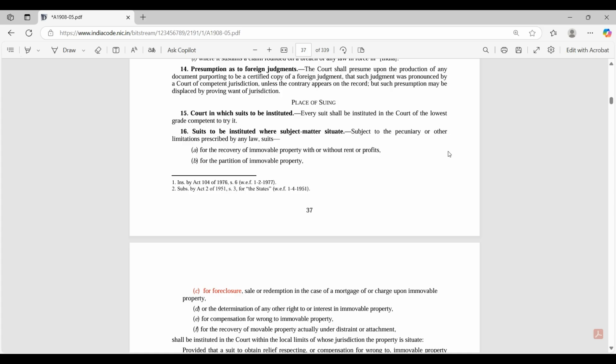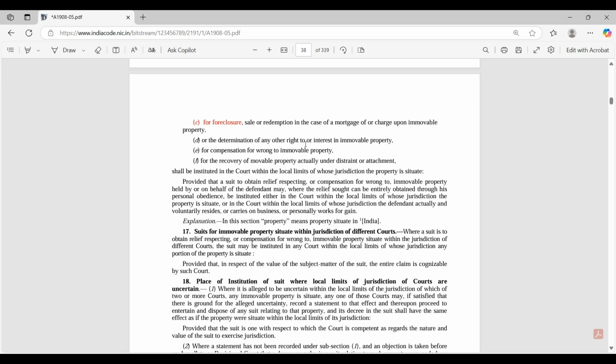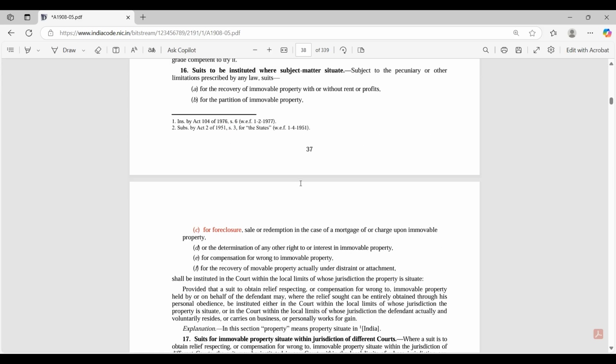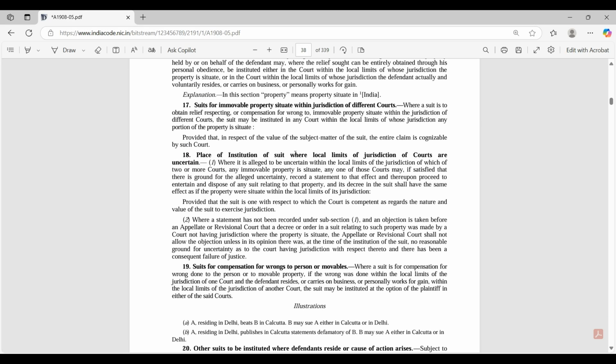Section 16, suits to be instituted where subject matter situate. So where the cause of action happened, where the whole case happened, that's where we talk about the jurisdiction of the court. There are certain points which you have to read: for the recovery of immovable property with or without rent and profit, for the partition of immovable property, for foreclosure, determination of other right, for compensation for wrong to immovable property, for the recovery of movable property actually under distraint or attachment. So these are the situations where this section 16 will come into effect, and do read it properly, right?